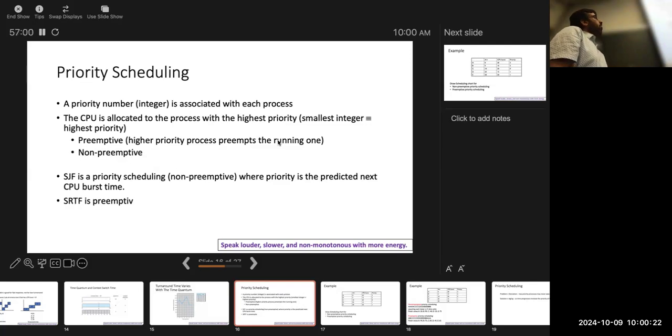Okay. So SJF is a priority scheduling algorithm, but it is non-preemptive, where priority is the predicted next CPU burst time. And SRTF is also a priority-based algorithm, but it is a preemptive one. Okay. Wrong spelling for the preemptive, but it's okay.